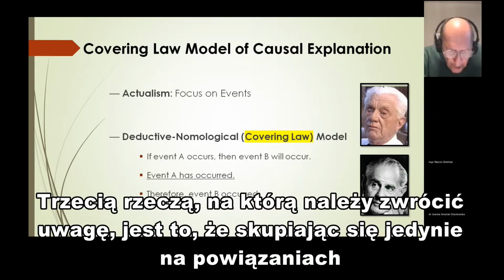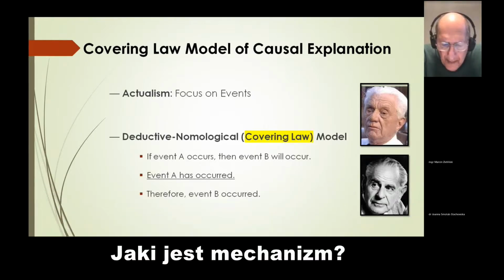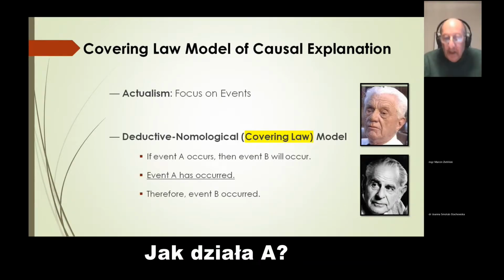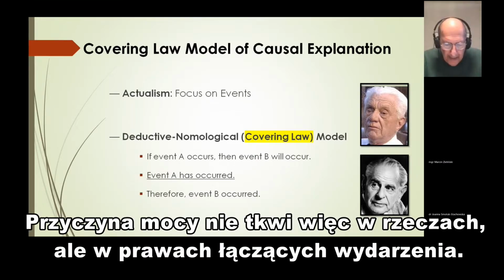The third thing to notice is that in focusing only on connections between events, we are never told what it is about event A that makes B happen. What's the mechanism? How does A work? If the laws are deterministic, we don't need to ask. The causal power then is not in things, but in the laws connecting the events.